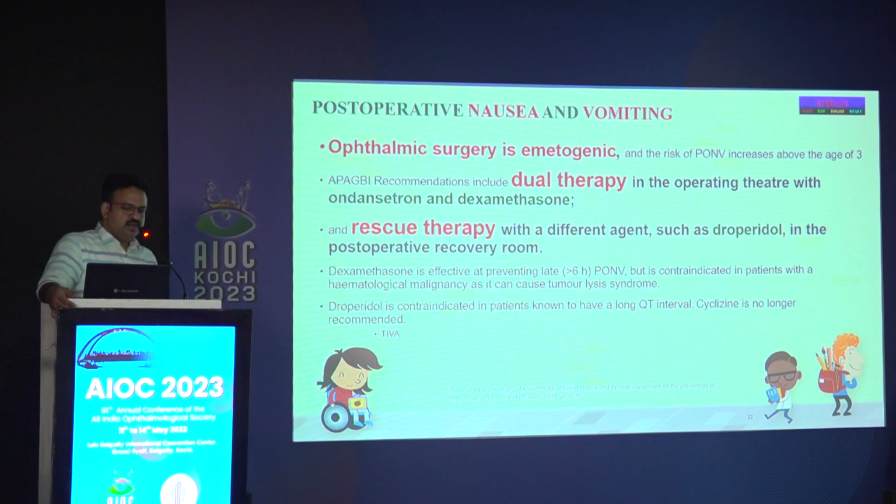Coming to the postoperative nausea and vomiting, we should understand that ophthalmic surgery itself is emetogenic, and we institute dual therapy in our kids with ondansetron and dexamethasone prophylaxis. And we use as a third agent for the rescue therapy, mostly domperidone or metoclopramide for the kids.